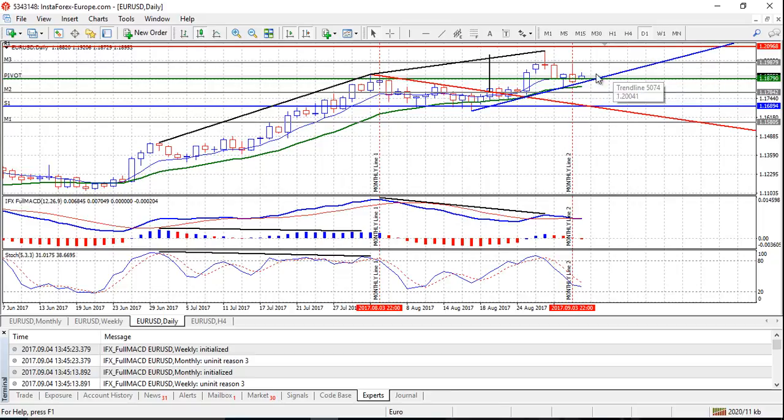So if I have a close below it, 2 closes below this resistance trend line here, above the central pivot point, at resistance area. Below the central pivot point are support areas, and above the central pivot point are resistance areas. So this is the resistance area now.